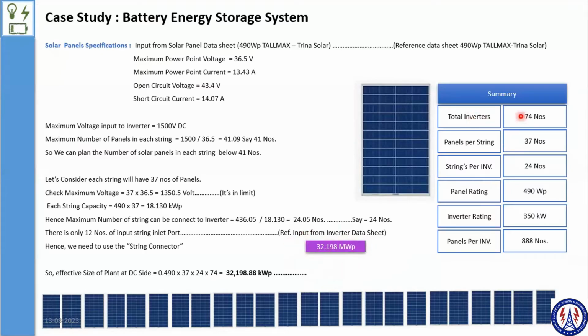And in summary, I wrote here: there are 74 inverters. Per string, there are 37 panels. Strings per inverter, 24. Panel rating, 490 watt peak. Inverter rating, 350. Panels per inverter, 888. The number of panels I connected for each individual inverter is 888. Got it? So this calculation you need to try on your own. This is the result I stated here.